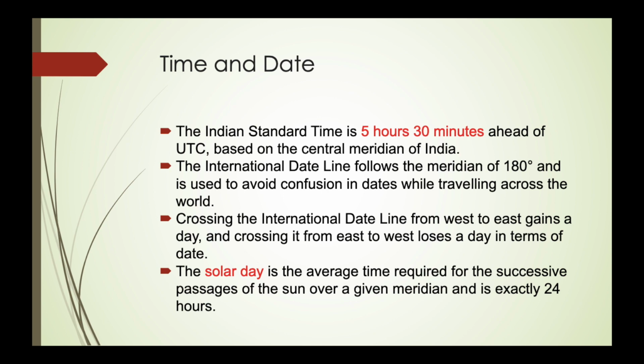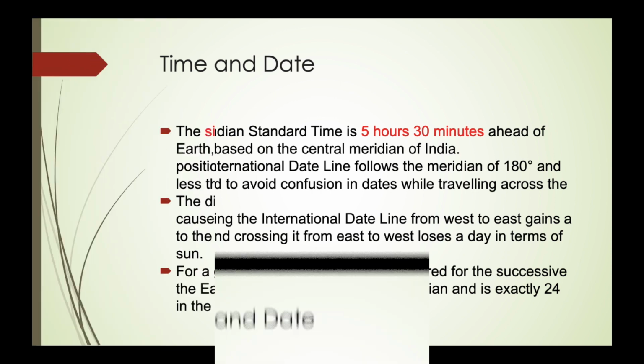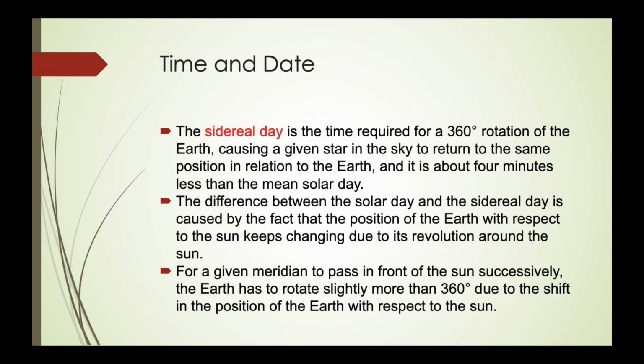The solar day is the average time required for the successive passages of the sun over a given meridian and is exactly 24 hours. The sidereal day is the time required for a 360-degree rotation of the Earth, causing a given star in the sky to return to the same position in relation to the Earth, and it is about 4 minutes less than the mean solar day.